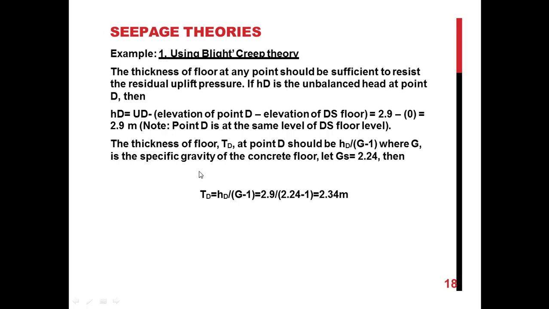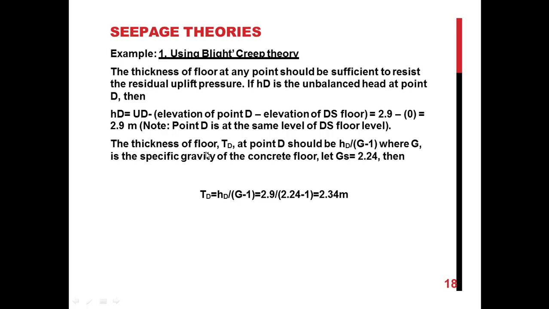The thickness of the floor is calculated by this formula: TD is equal to HD divided by G minus 1, where HD is the head at point D and G is the specific gravity of the concrete floor, and let its value be 2.24, and HD is already calculated, which is 2.9. So by putting in the values, you will get the thickness of the floor at point D, which is 2.34. So this much thickness should be provided to safeguard the structure against the failures of seepage.